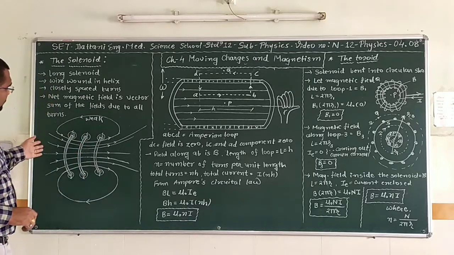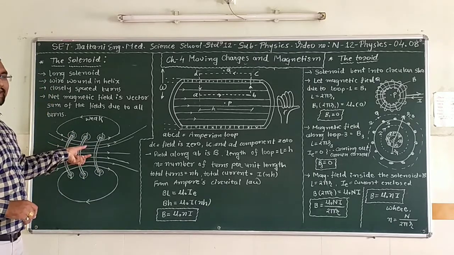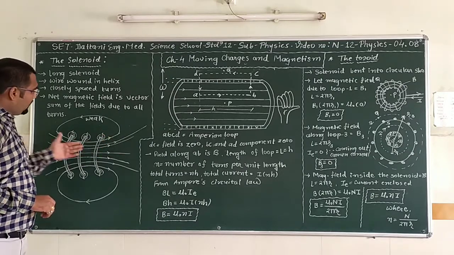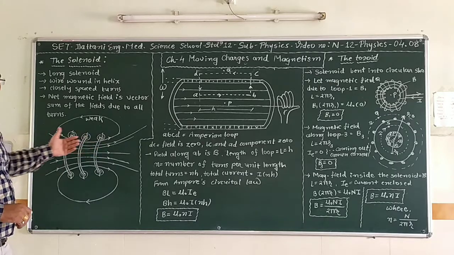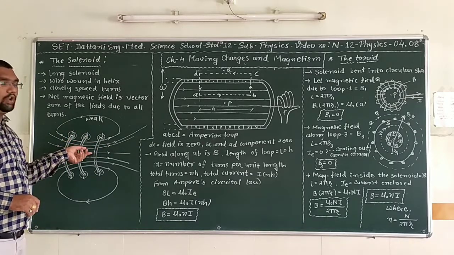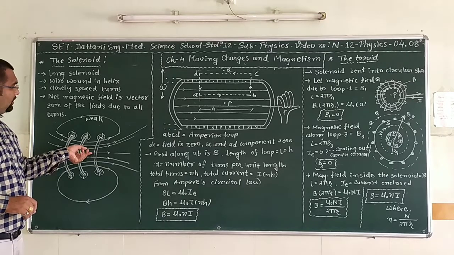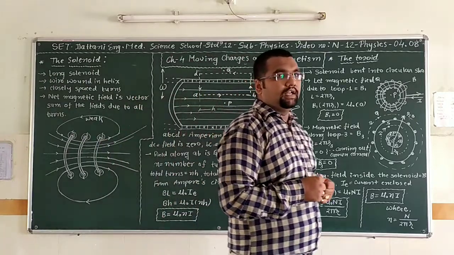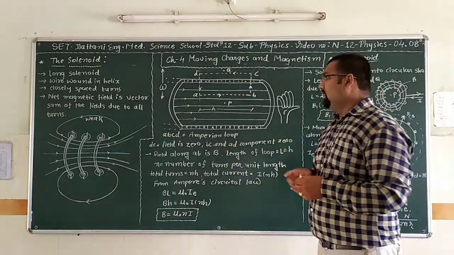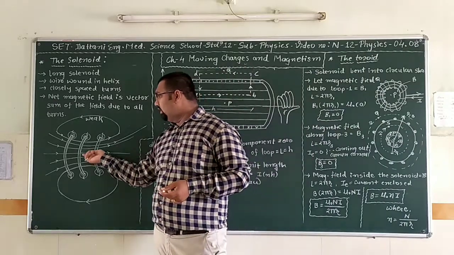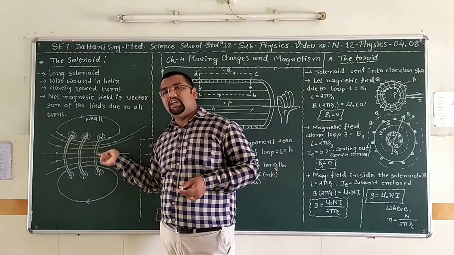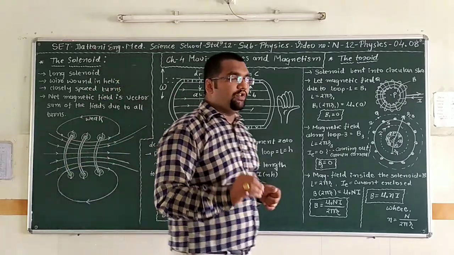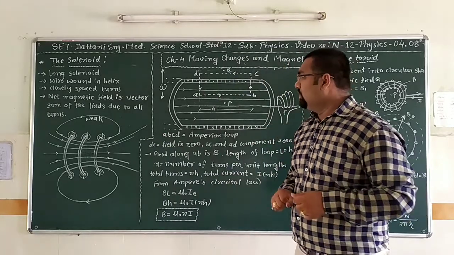We can see here that the magnetic field in the center of the solenoid is parallel. The magnetic field lines are parallel in the center of the solenoid. So we can say that the magnetic field will be uniform at the center of the solenoid.